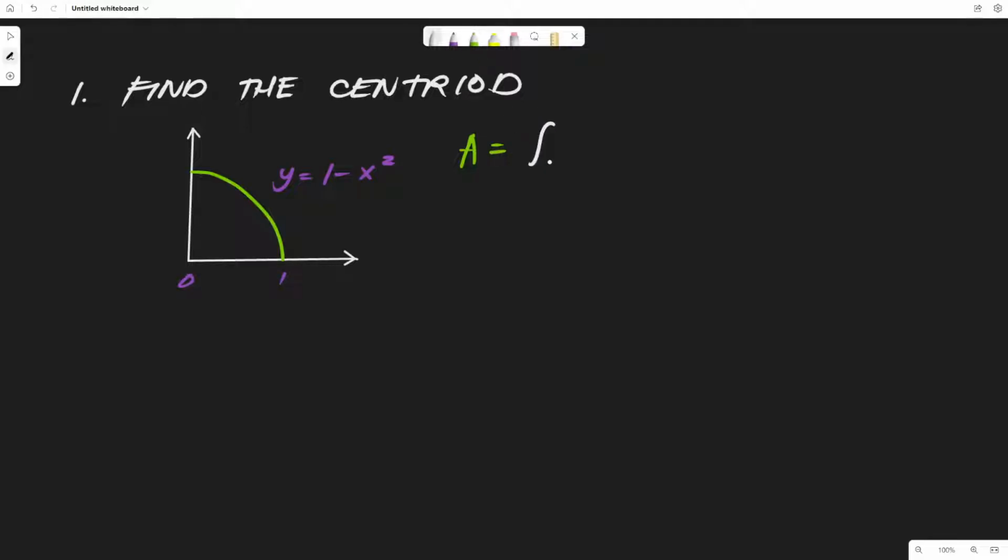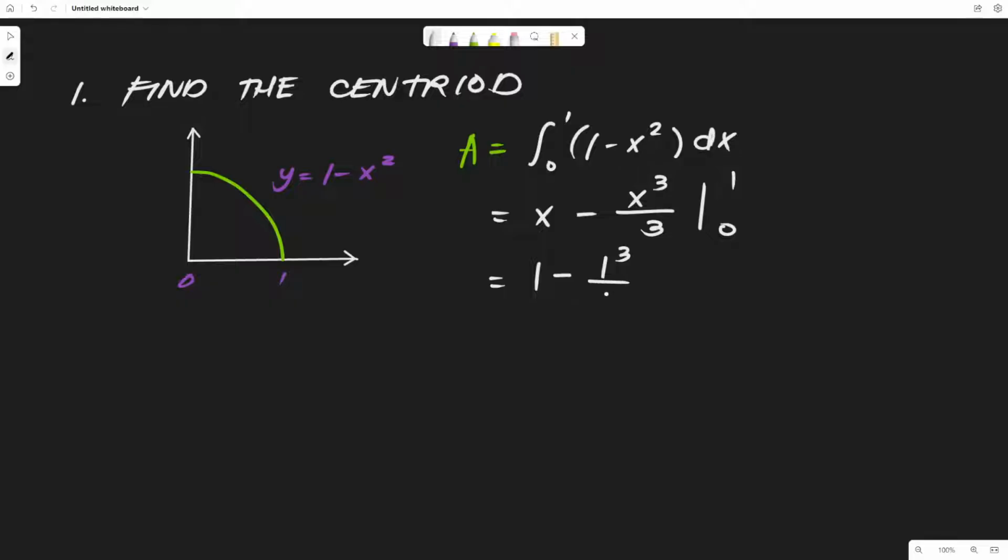So we have the integral from 0 to 1 of our f of x, which is 1 minus x squared dx. So we have x minus x cubed over 3 evaluated from 0 to 1. Then we just substitute: 1 minus 1 cubed over 3 minus 0. Substituting 0 gives 0. So we have 2/3. That is our area.